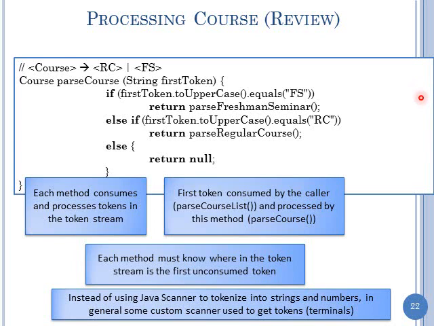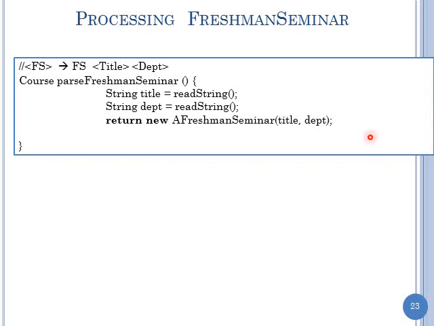Here I'm being a little bit more disorganized than you will be. I don't have a separate scanner object. I could have done it, but since the problem is so simple, I'm just doing the scanning directly. My parse freshman seminar says, at this point I am handling this particular production. This is my reminder to me. I know that FS has been looked at, so I don't have to confirm that FS existed. I just need to read this string and this string and return a new freshman seminar corresponding to these values. And that's my job.